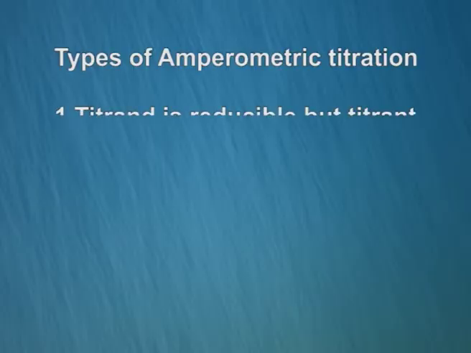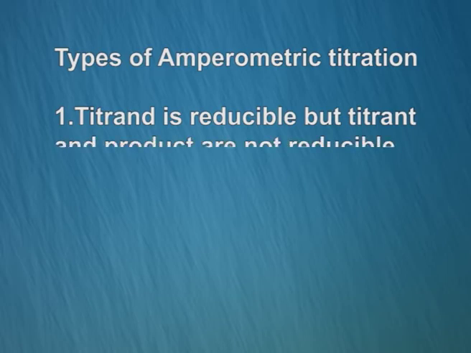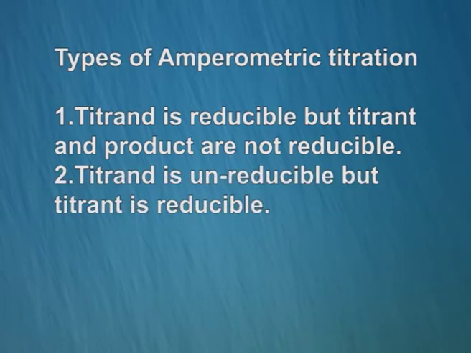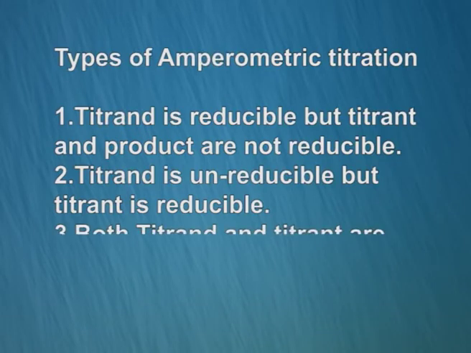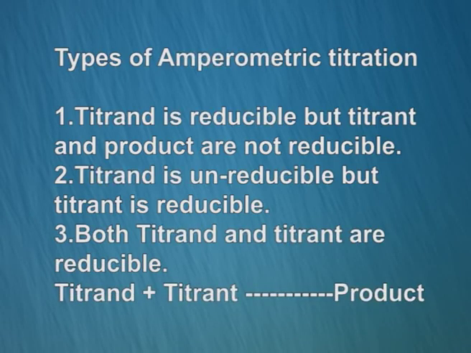Amperometric titration can be of the following types. First, titrand is reducible, but titrant and product are non-reducible. Second, titrand is non-reducible, but titrant is reducible. Third, both titrant and titrand are reducible. Titrand gives titrant plus product.